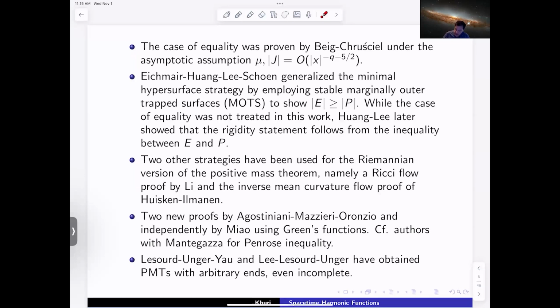Two other strategies, let's go to the Riemannian case. Two other strategies for the positive mass theorem were established, one by Ricci flow by Yu Li, and this is the three-dimensional case, and the same by Huisken-Ilmanen using inverse mean curvature flow, also in dimension 3. There are other related approaches to the Huisken-Ilmanen approach, but using harmonic functions. Their harmonic functions are asymptotically radial. This is due to Agostiniani, Mazzieri, and Oronzio, and also Miao has a separate treatment, and these are somehow related to the inverse mean curvature flow approach. And recently, Lesourd, Unger, and Yau have treated the positive mass theorem with incomplete ends.